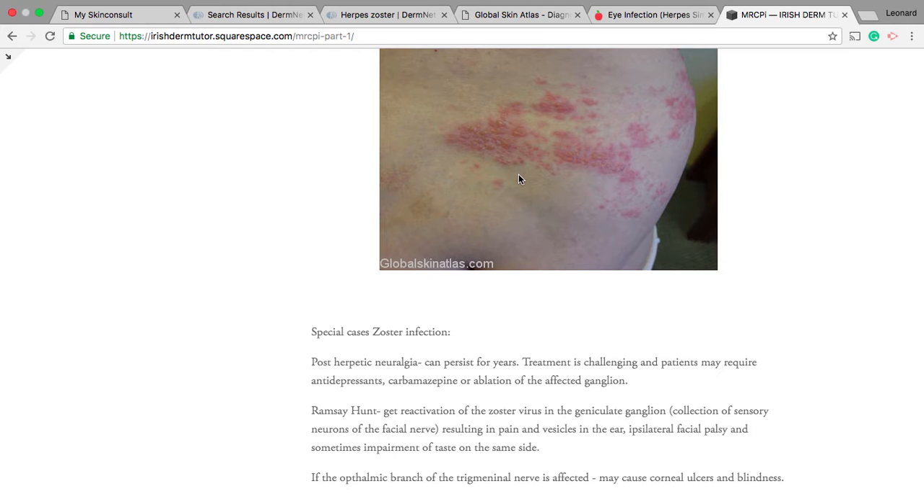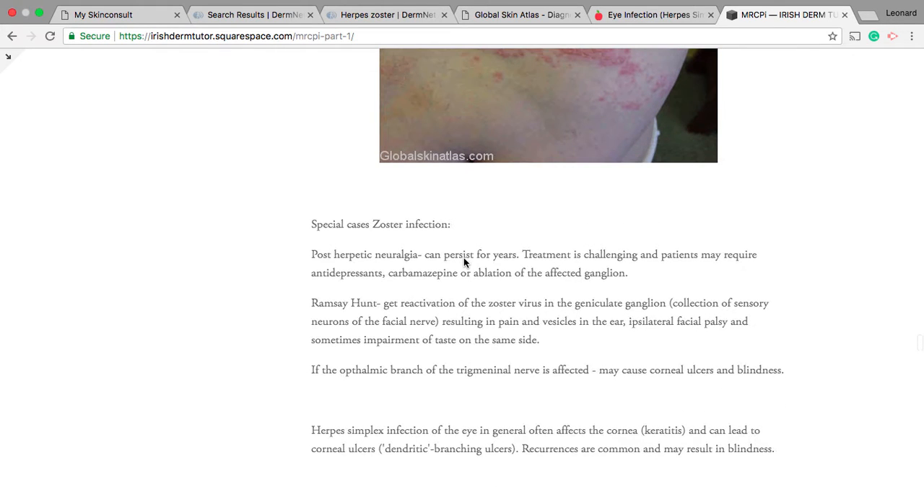ganglion. Then there's a thing called Ramsay-Hunt syndrome, where you get reactivation of the zoster virus in the geniculate ganglion, which is a collection of sensory neurons of the facial nerve, and so this can result in pain and vesicles in the ears. It can cause an ipsilateral facial palsy, and it can also sometimes cause impairment of taste on the same side. If the ophthalmic branch of the trigeminal nerve is affected, it can lead to corneal ulcers and blindness.